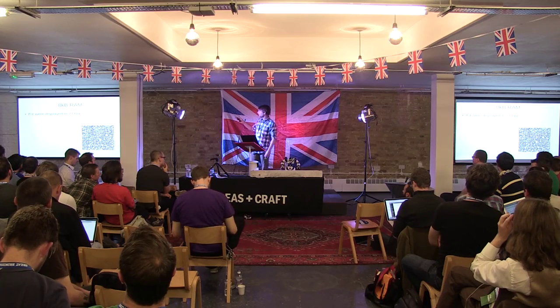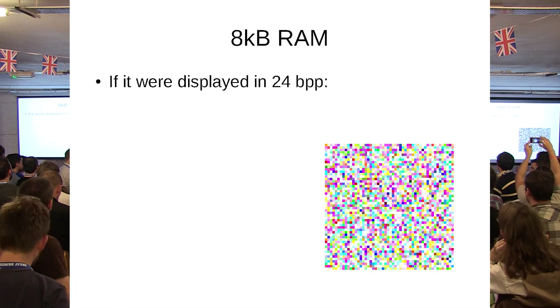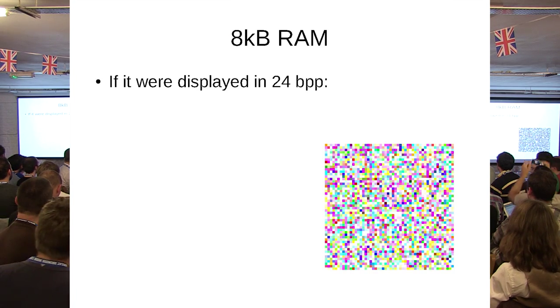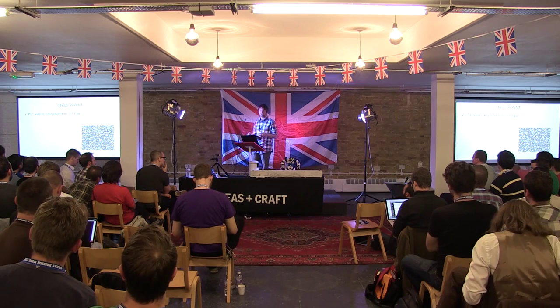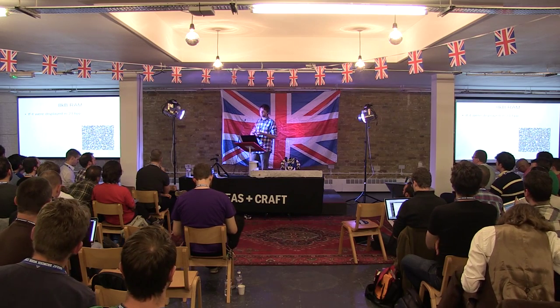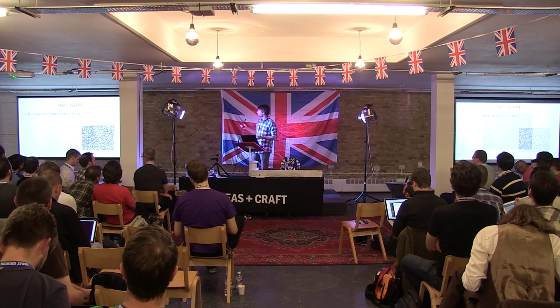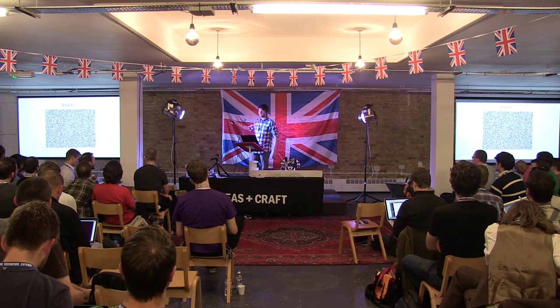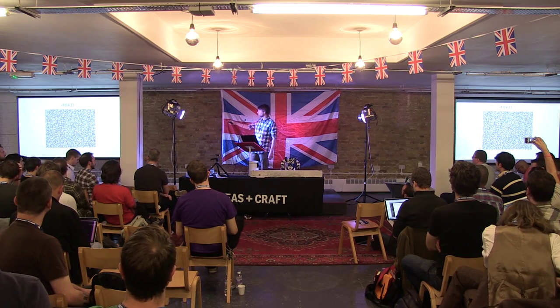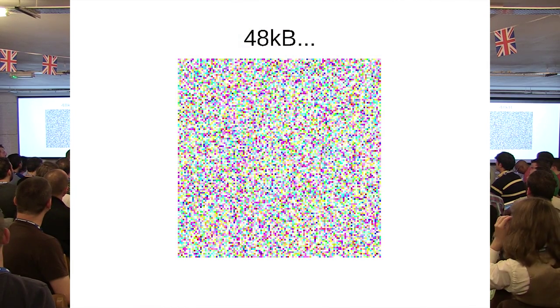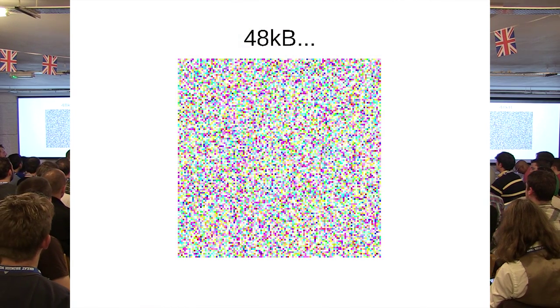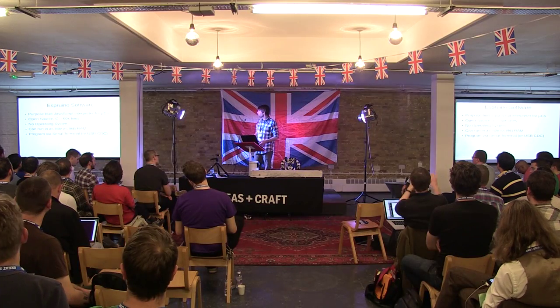So just to bring this home, 8K of RAM is that much, which is 50 pixels by 50 pixels in 24 bits per pixel, which is not a great deal if you imagine you're trying to get all your program, all your data into that. And we really pushed the boat out with the Espruino board, and we've got 48K, which is that much, which is, I think, about 128 by 128, which again is not a great deal.